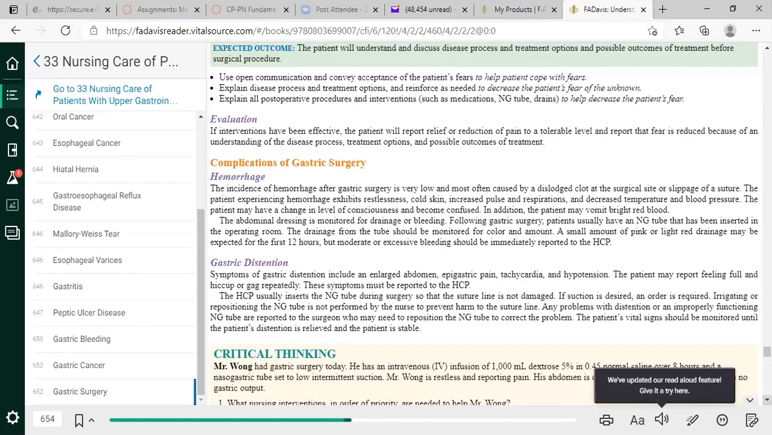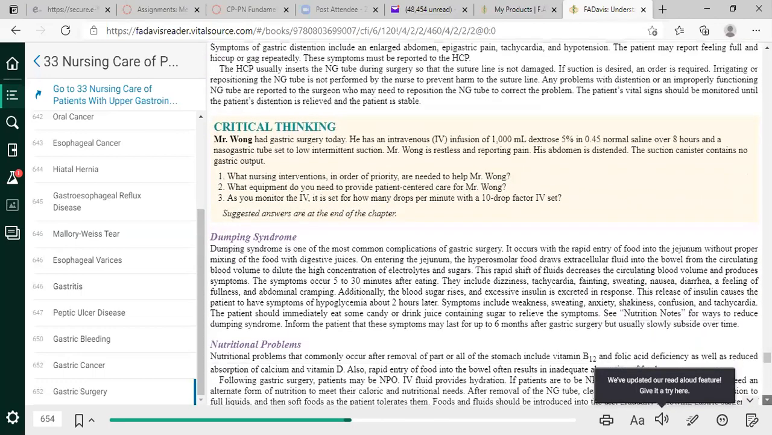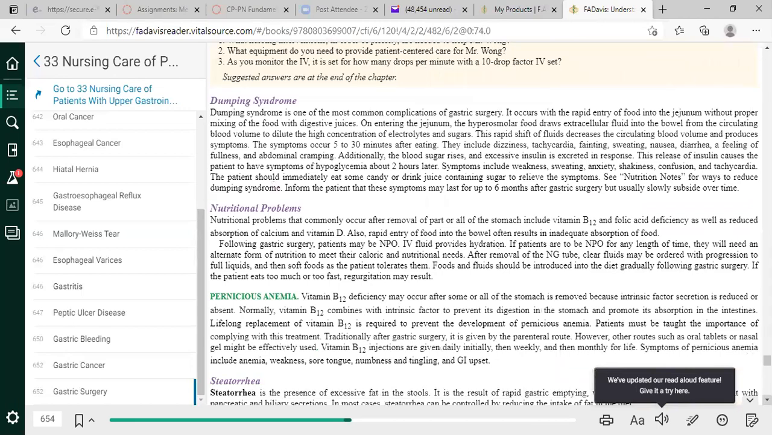Let me pull it up. Paragraph. Yeah, somebody read the dumping syndrome paragraph. Who hasn't read that today? Which paragraph did you say? Dumping syndrome.